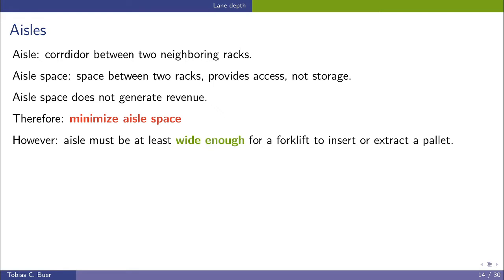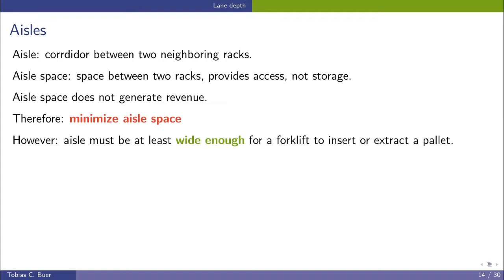In every warehouse we have some aisles. An aisle is the corridor between two neighboring racks. This is the corridor where our forklift operates and where we can access the different racks or pallets. The aisle space is typically the space between the racks that we need to access a pallet in the rack. We cannot use the aisle space for storage, and therefore the aisle space does not create revenue. We cannot rent out the aisle space.